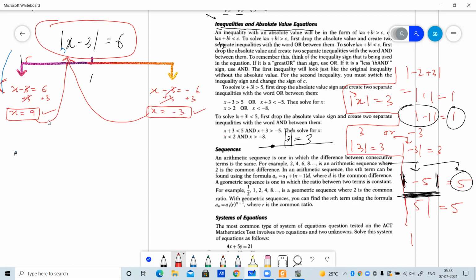Because when you plug in x equals 9 in this absolute value equation, you will get 6. And when you plug in x equals negative 3 in this absolute value equation, you will still get 6 for both the numbers. I see. So one more example that you will do yourself.